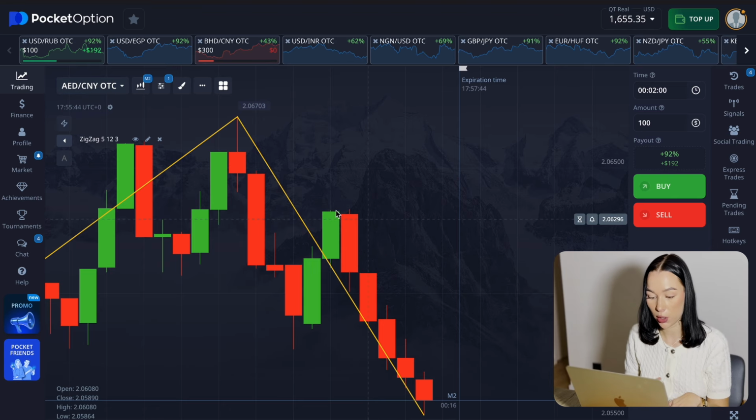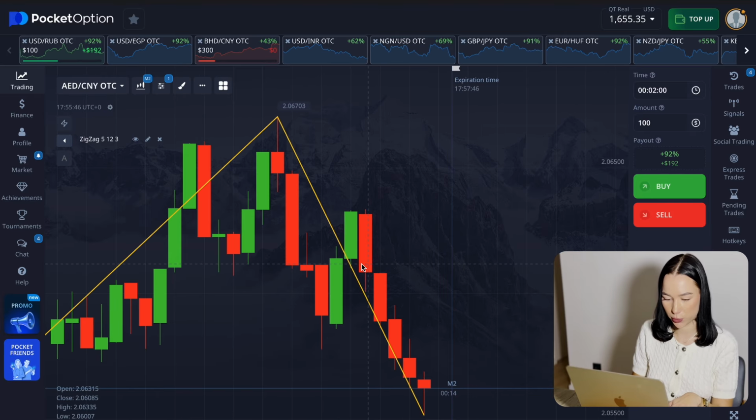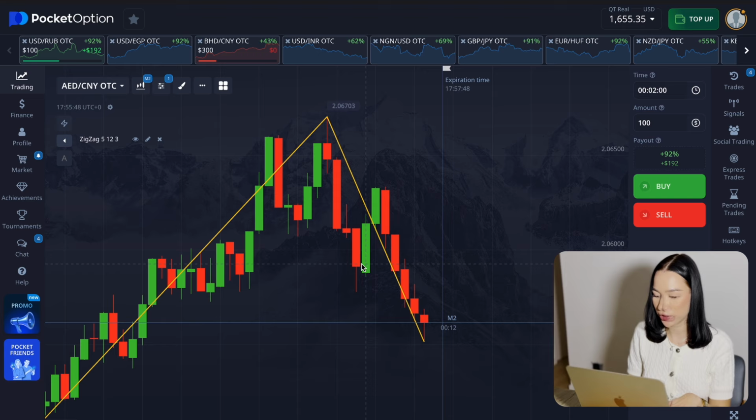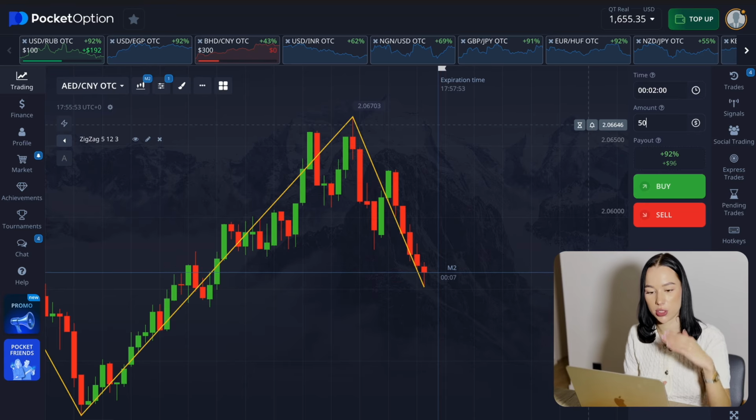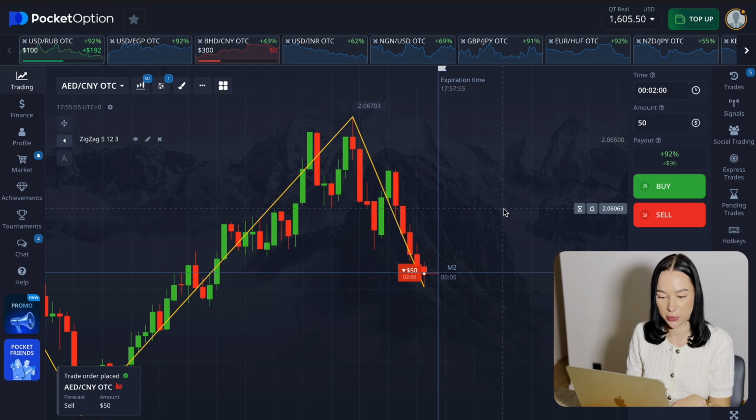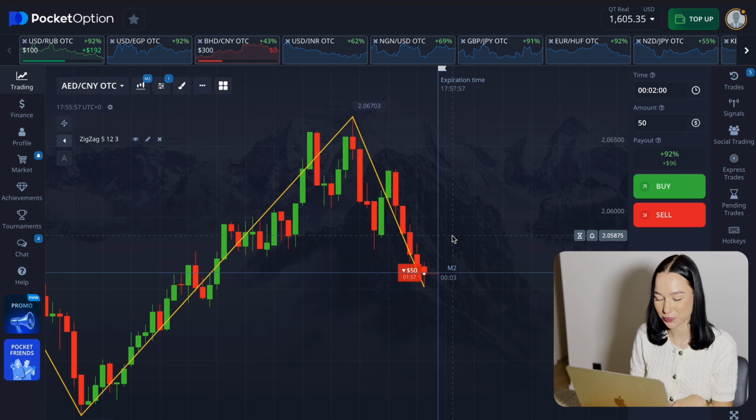Here's, for example, also a pretty good downward trend. Let's check it out. Where's the previous support level? Okay, it's a pretty good sign. So we changed the amount to 50 and we open a sell trade here for just a lower amount of money, because we already opened actually a lot of trades.